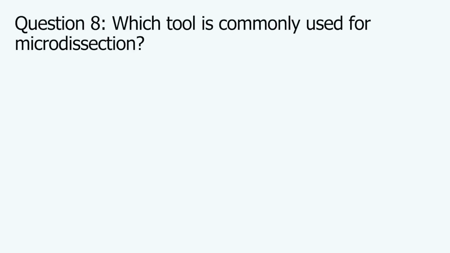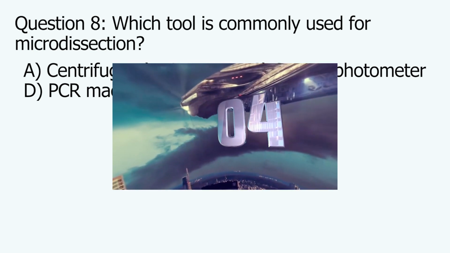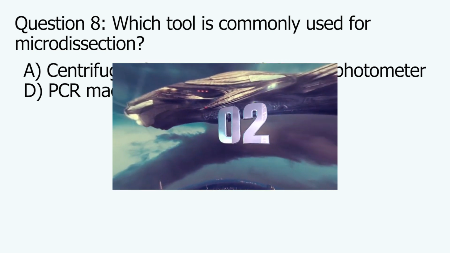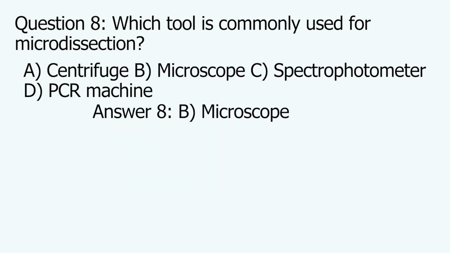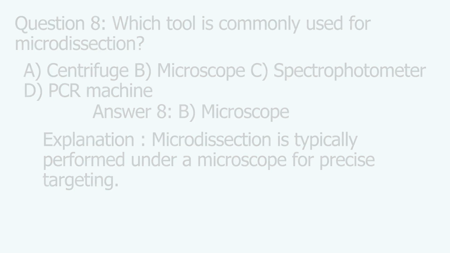Question 8. Which tool is commonly used for microdissection? A. Centrifuge. B. Microscope. C. Spectrophotometer. D. PCR machine. Answer? B. Microscope. Explanation. Microdissection is typically performed under a microscope for precise targeting.